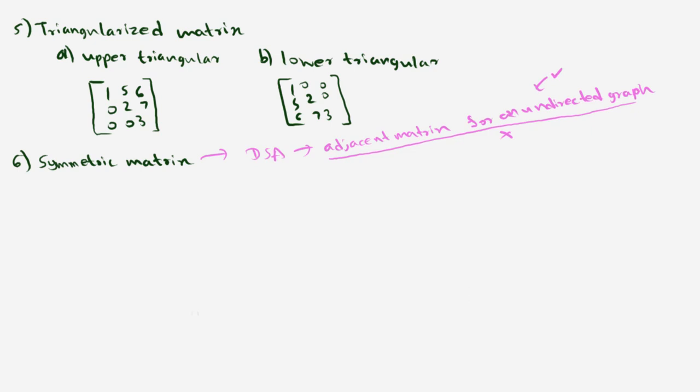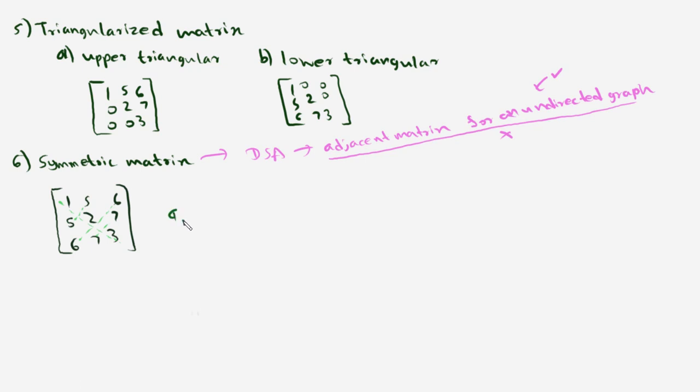So symmetric matrix is basically any matrix which is divided by this diagonal, but all the relevant values are similar. 6, 6 and 7, 7. So this diagonal acts as some kind of a mirror. These are just mirror images. 5, 5, 6, 6, 7, 7. So those are symmetric.